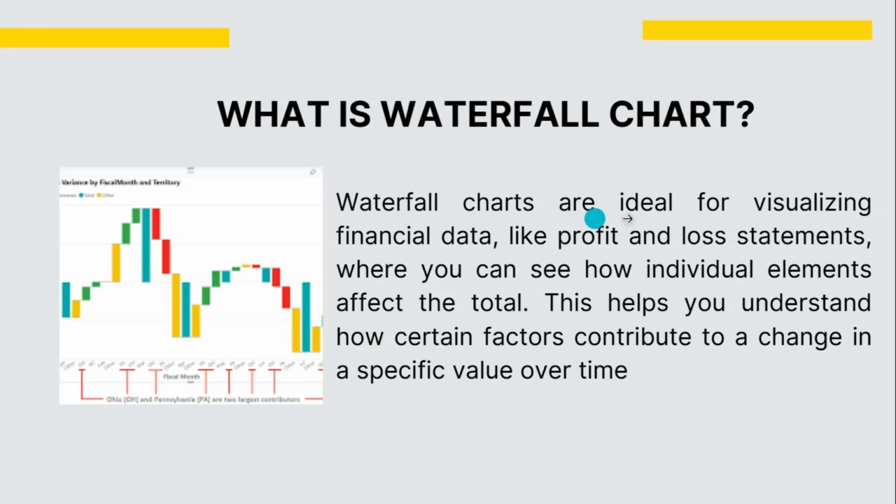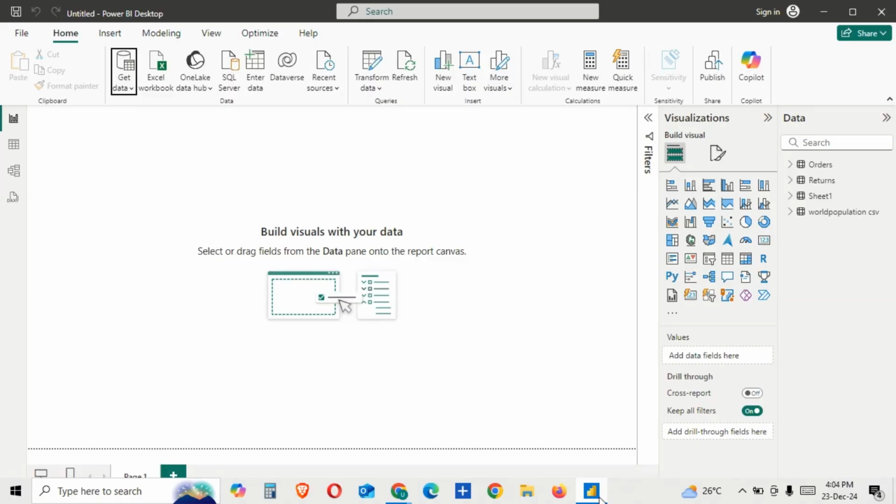Waterfall charts are ideal for visualizing financial data like your profit or loss statements, where you can see how individual elements affect the total. So, this helps you understand how certain factors contribute to a change in a specific value over time. You can see this is a waterfall chart here. Let's jump into Power BI and see how to create one.